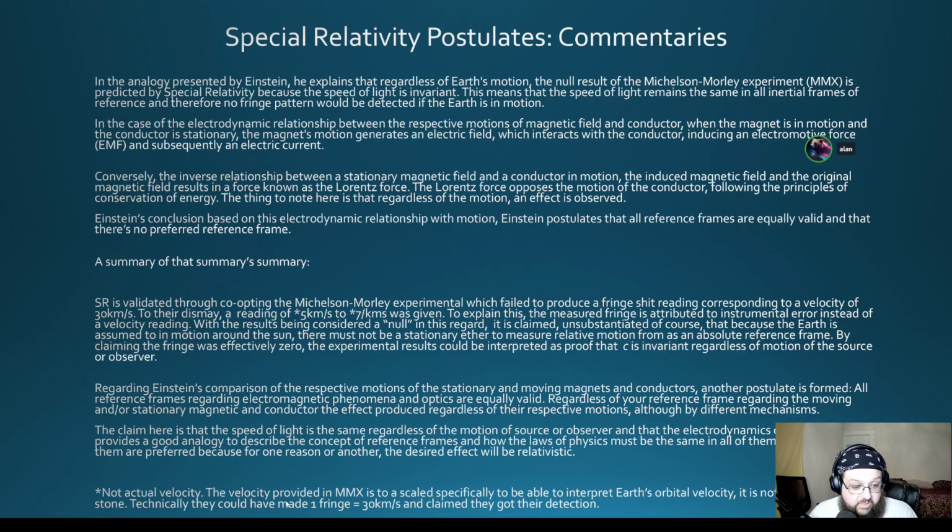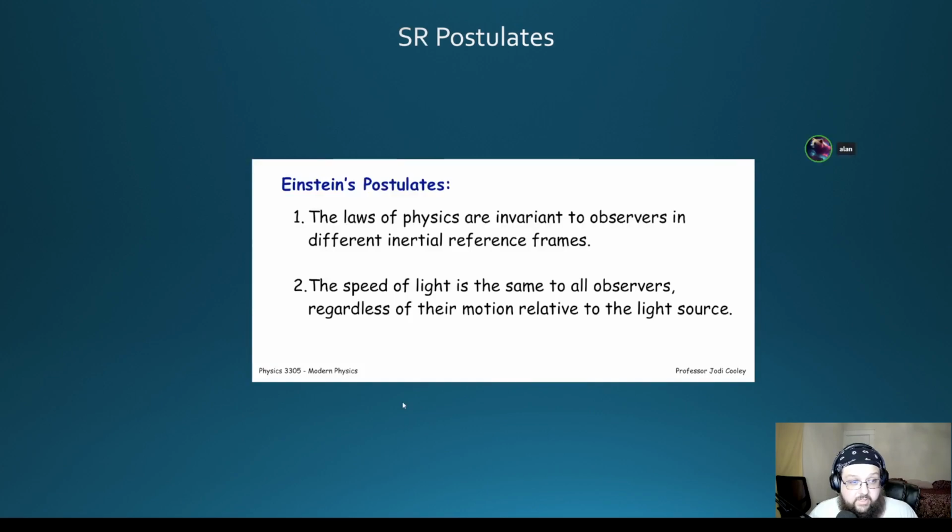And then this is just adding clarity to the measurement scale. So we'll continue on, and this is a two-word summary by Professor Jody Cooley, taken from her presentation. I came across this, and there's a couple slides that I borrow from this that give really good explanations to catch us up on the subject matter. So Einstein's postulates: the laws of physics are invariant for all observers in inertial reference frames. The speed of light is the same to all observers regardless of their motion.